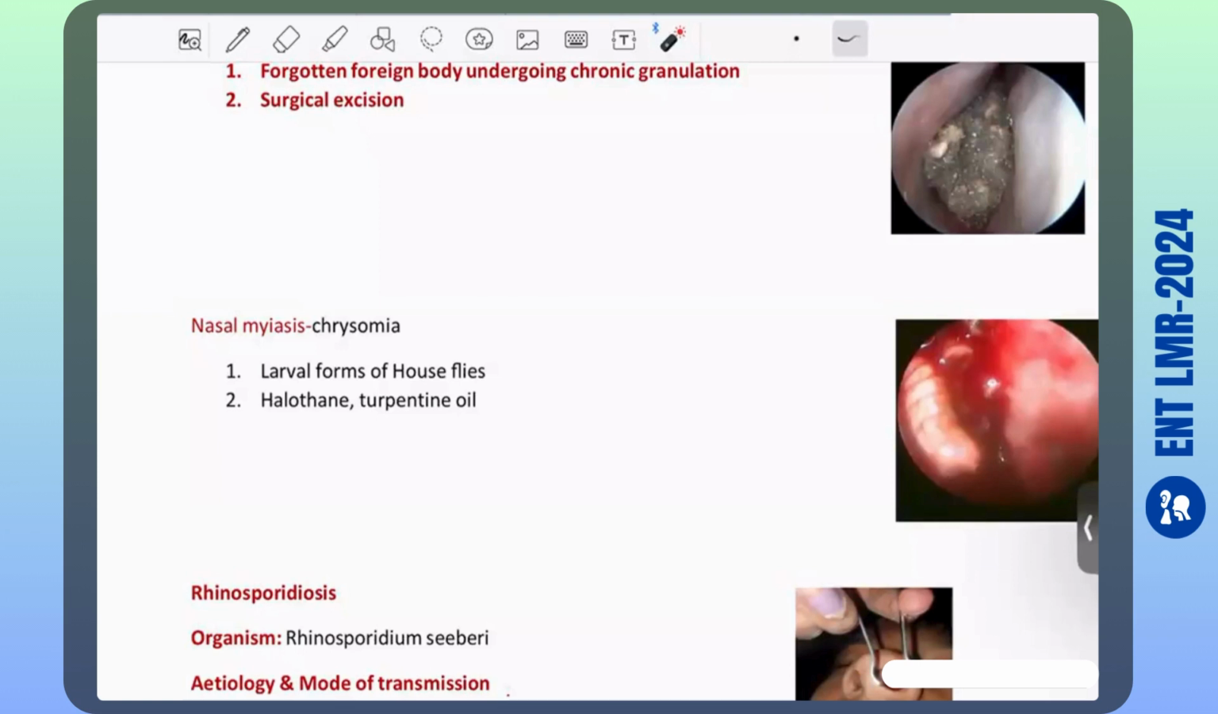How can you treat this patient? You give halothane and turpentine oil. Due to irritation, all the larva will come out. Otherwise, the patient will have some worse, serious aftermath. So if you don't treat adequately, the patient can have very severe symptoms.